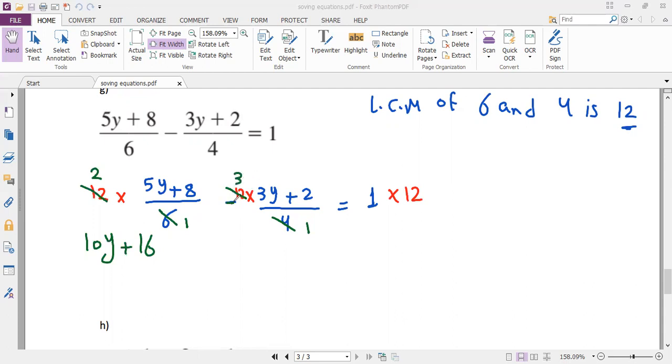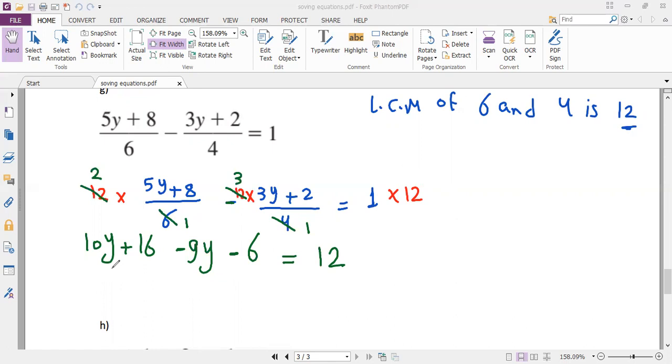Don't forget this minus. Minus 3 is multiplied by 3y plus 2. So multiply. Minus 3 times 3y is negative 9y. Okay? And negative 3 times 2 is negative 6. Equals 1 times 12, which is 12. What is the next step?